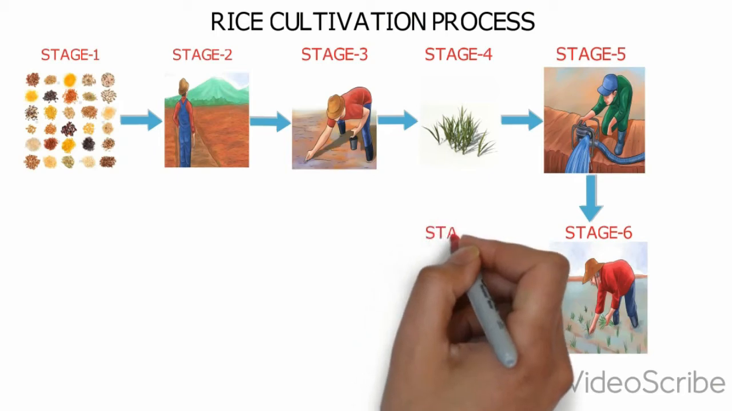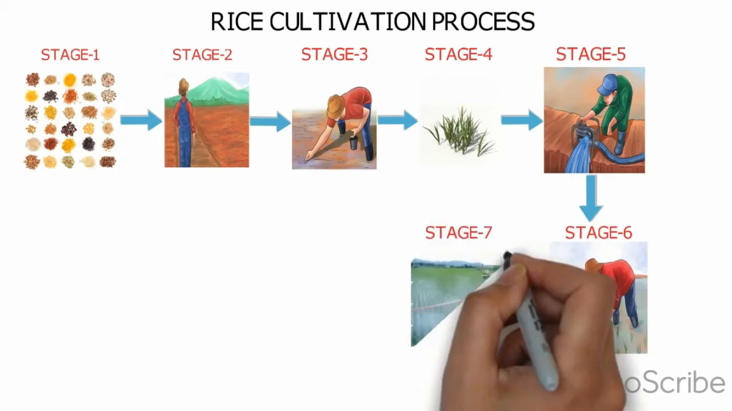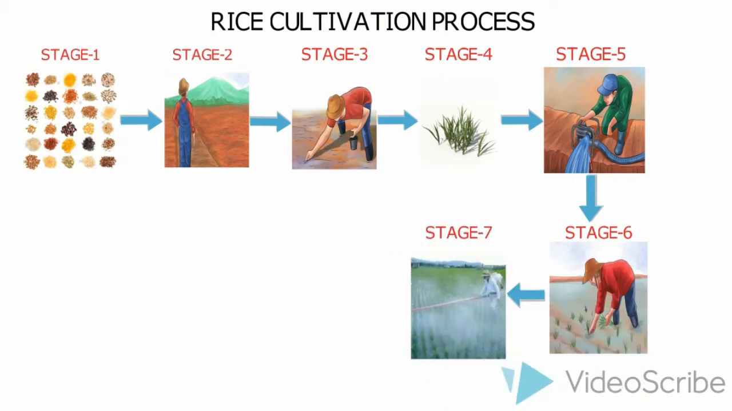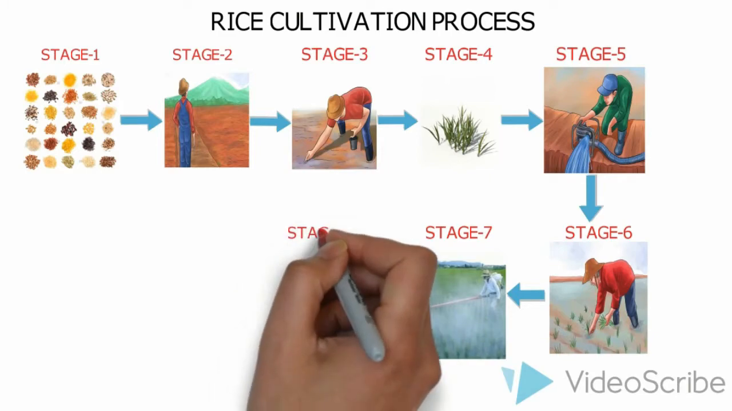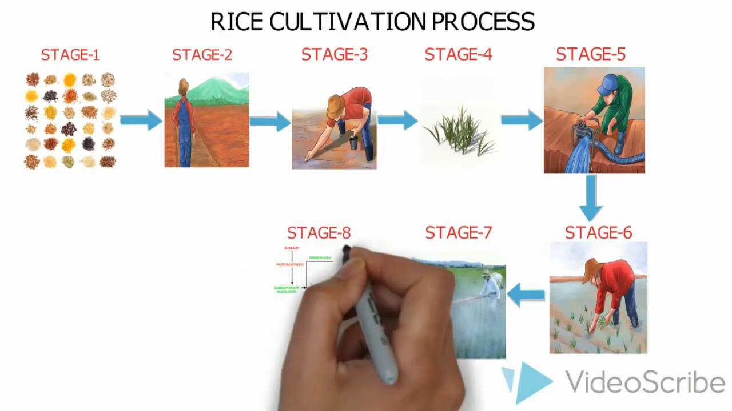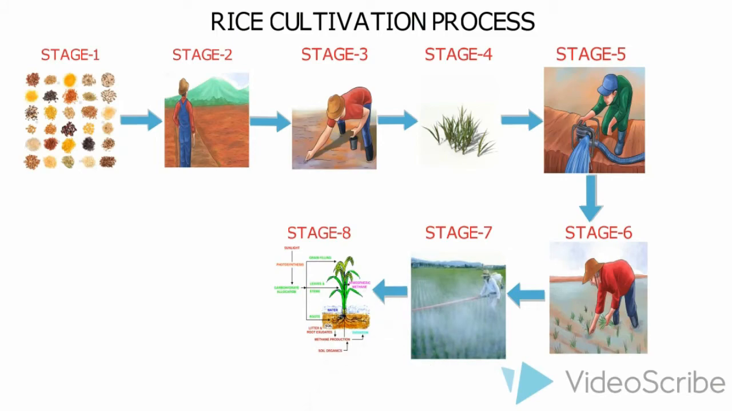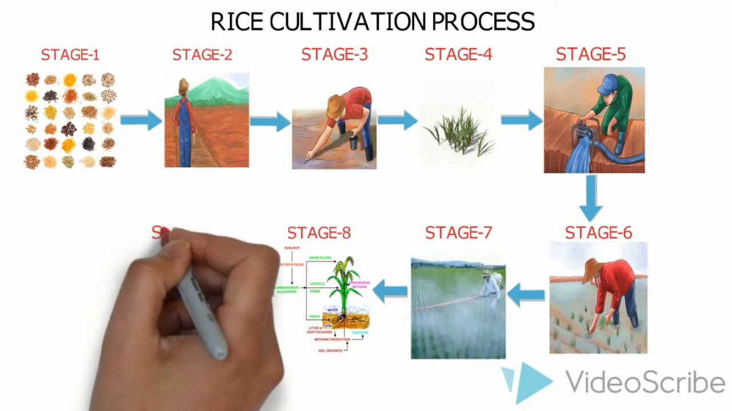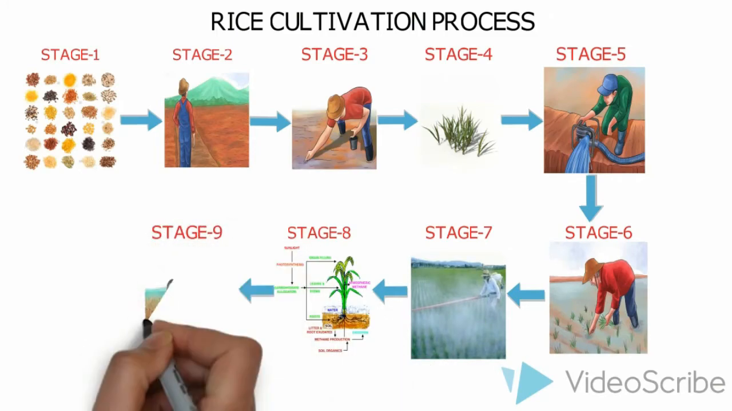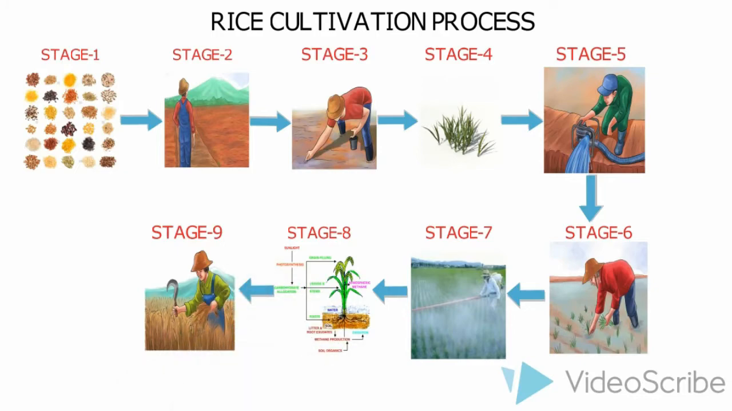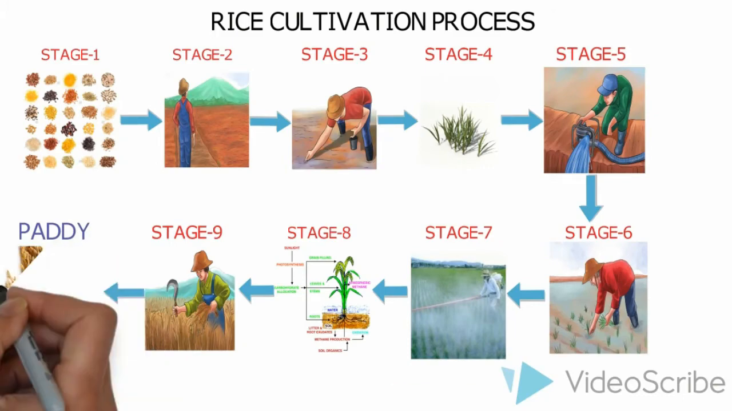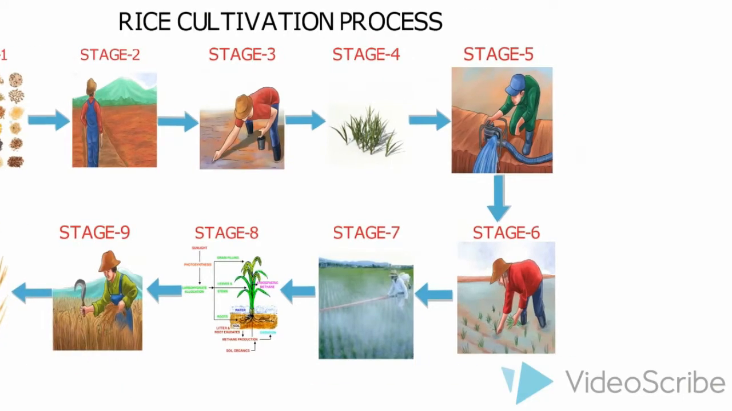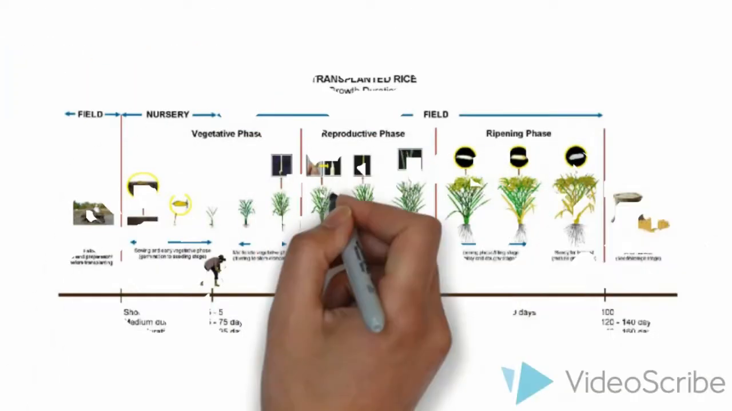Stage 7. Add fertilizer based on the soil. Stage 8. Let the paddy plant grow to 17 inches, which takes 90 days. In stage 9, cut the stalk, let them dry or bake them at 80 degrees Celsius for an hour and dry. After that you will get paddy. This is a paddy image. This is the full cultivation process.